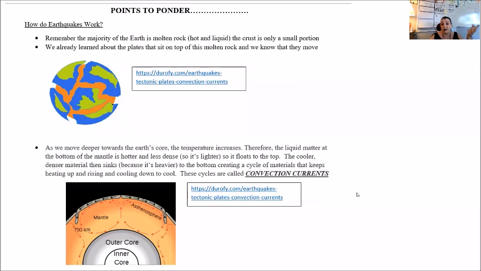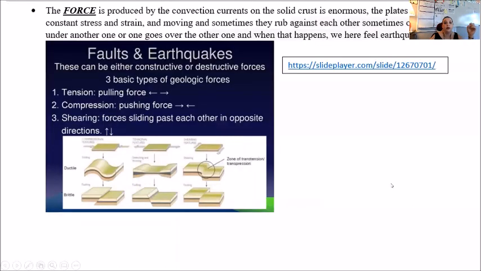We call those convection currents. Convection currents are not specific just to the earth. They happen all over, like even when you're boiling water. But in this case, we're using the convection currents underneath in the mantle.